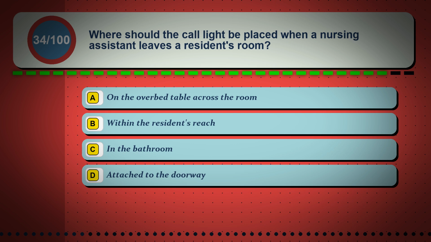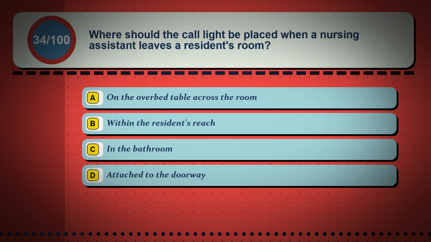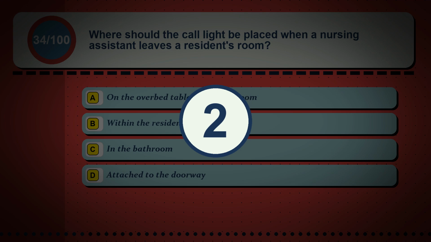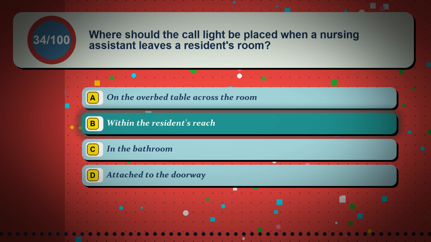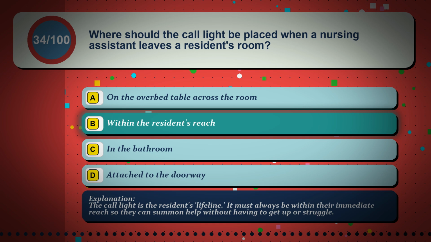Question 34. Where should the call light be placed when a nursing assistant leaves a resident's room? Option A, on the overbed table across the room. Option B, within the resident's reach. Option C, in the bathroom. Option D, attached to the doorway. The correct answer is option B, within the resident's reach. The call light is the resident's lifeline.